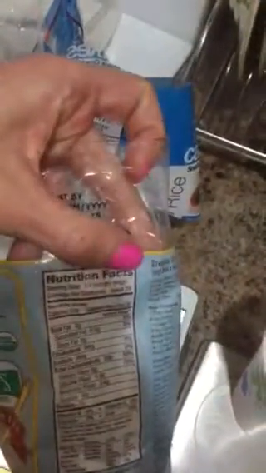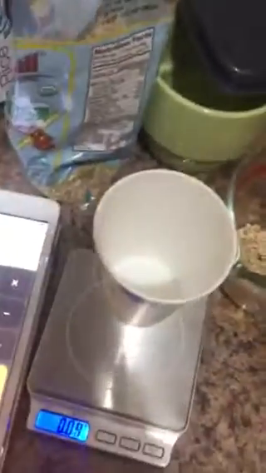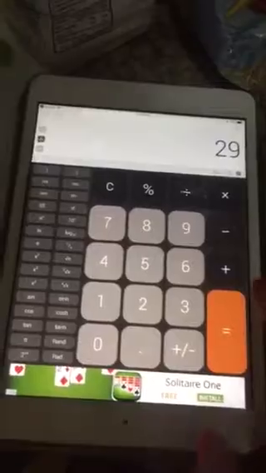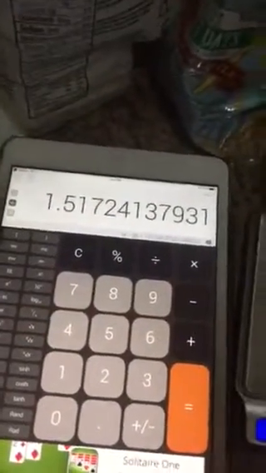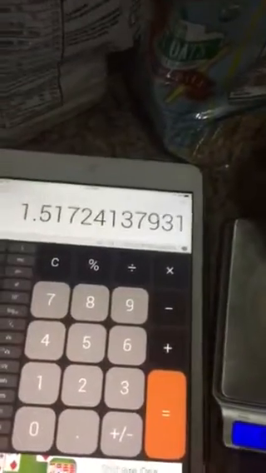So what do I do? Well, I take this number up here where it says 44, because that's how many grams are in a serving size on a scale. And I'm going to take the total carbohydrates per serving size here, which is 29. So I'm going to divide 44 by 29 to figure out the amount of grams per carbohydrate, which is 1.5 grams for 1 gram of carbohydrate, right?